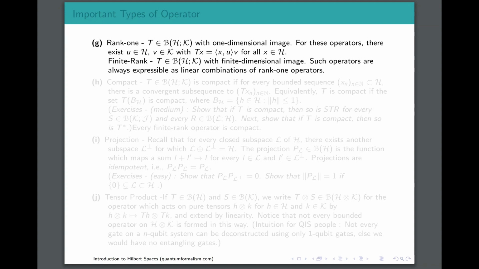T is finite rank if it's got finite dimensional image. And an interesting property of these that's very useful in practice is that finite rank operators are always expressible as linear combinations of rank 1 operators.